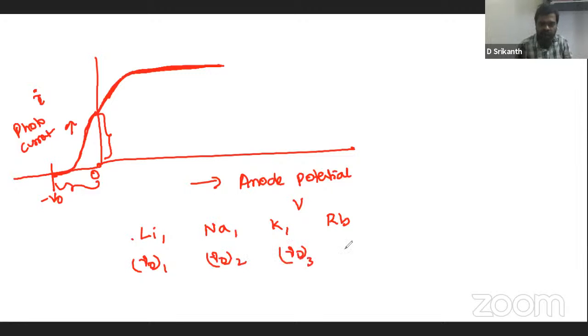Even though all are from the same group, alkali metals only, due to the number of electrons, the valence electron in lithium is in 1s2, 2s1, right? Second orbit, third orbit, like this. So due to that, the stopping potential will be different. That is the graph. You can see the observations.